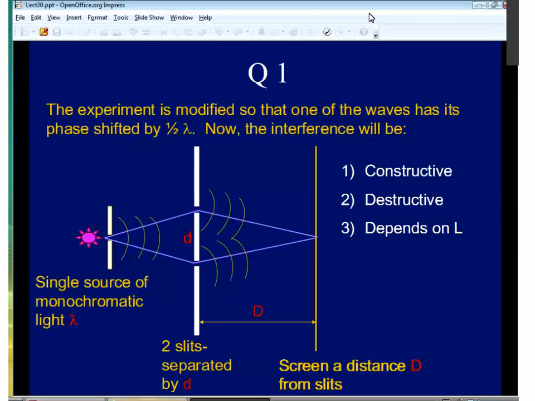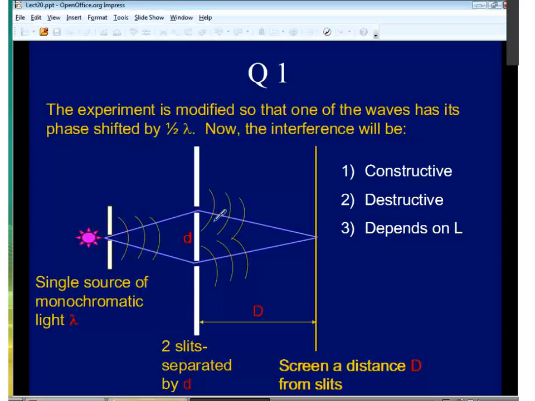Now, if we modify the experiment, now we find that there is a path difference of lambda by 2. Path difference of lambda by 2 shifts the phase by pi. How do you modify the experiment? There are techniques. By inserting some material in one of the paths.